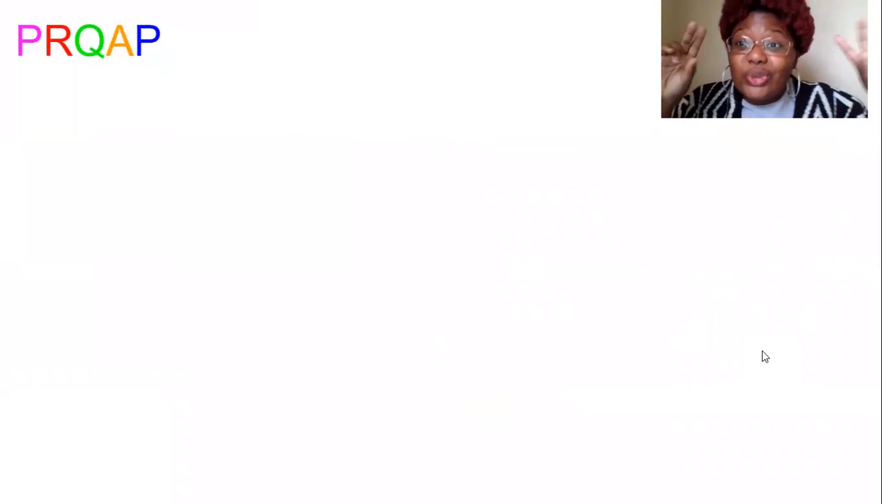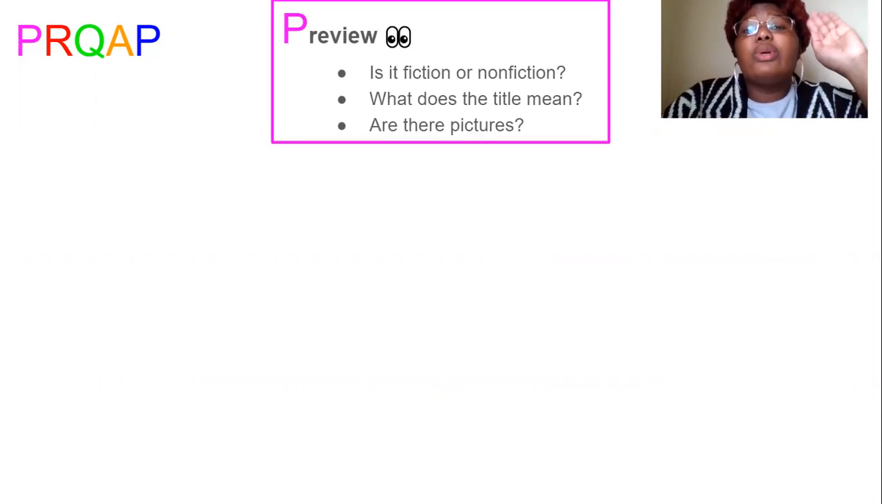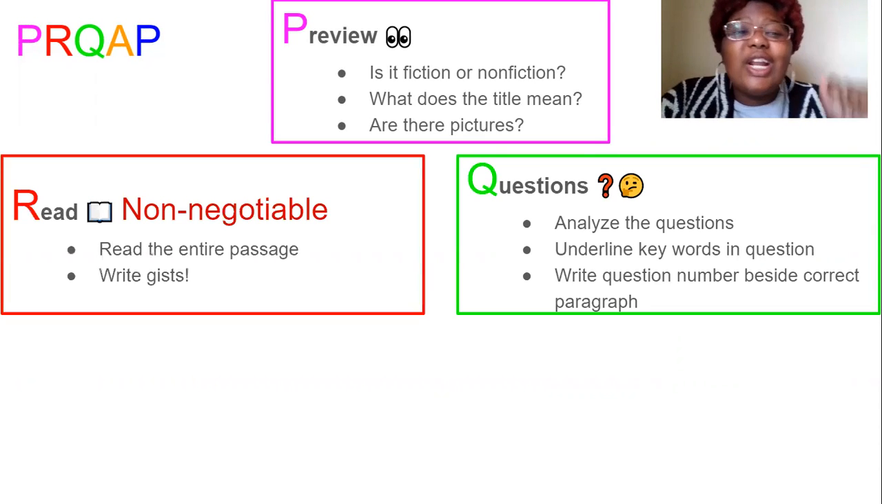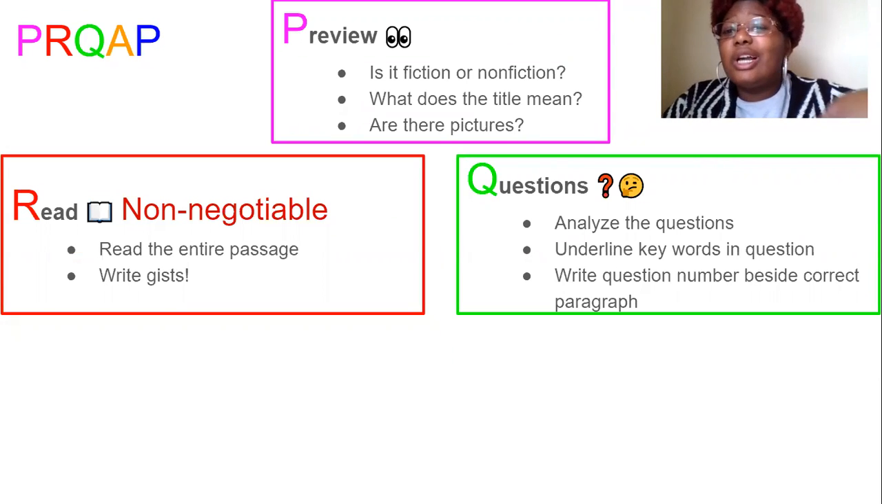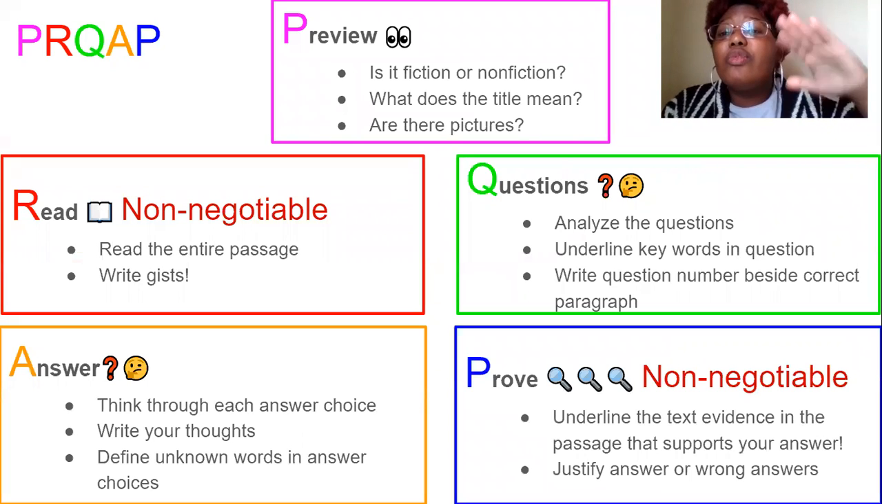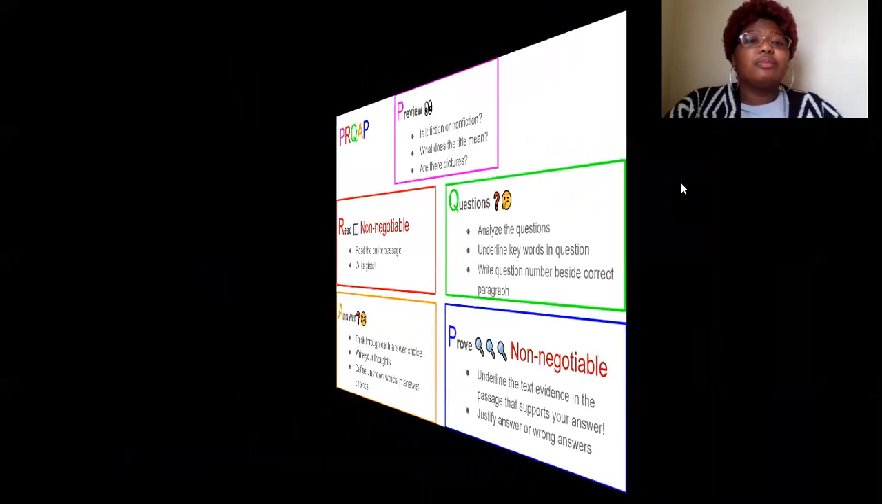The strategy we need to know for our STAR test is PRQAP. We are going to preview the text. We're going to read our passage and write our gist. That is a non-negotiable. You must read and write your gist. We're going to look at our questions, answer our questions, and prove our answers with text evidence. This is a non-negotiable. You must prove your answers.